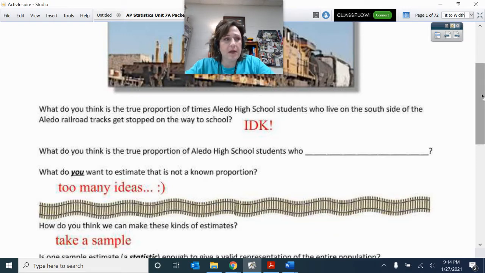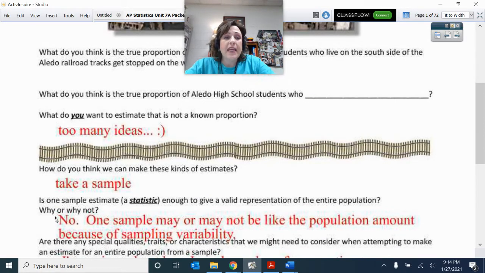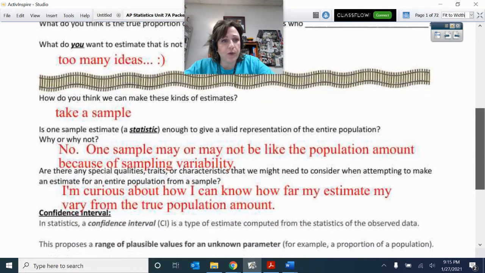Well, hopefully you imagine we can take a sample. So we're going to talk about that. Now, is one sample estimate, which is called your statistic, enough information to say, bam, here's the value of the population for that? And we've talked about that. No, you cannot do that, because one sample may or may not be the population amount. Because of sampling variability, you're going to get some data a little higher or lower.